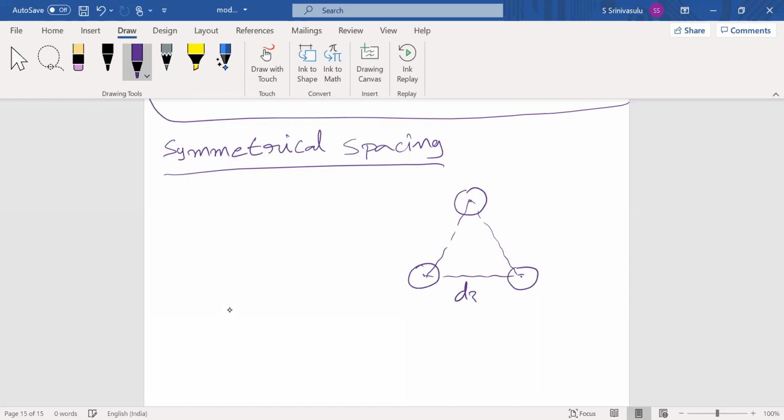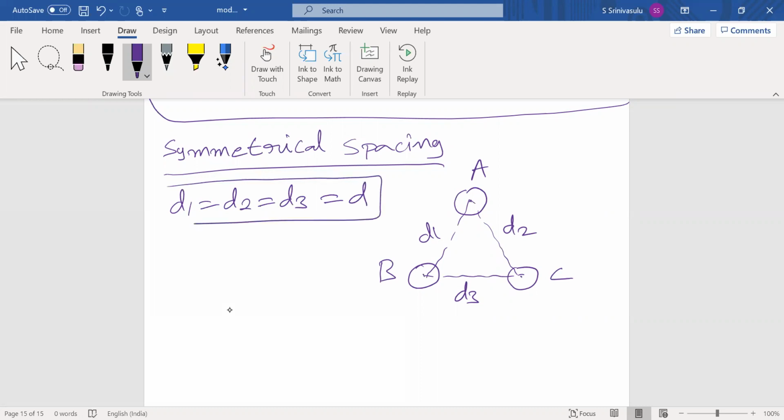Suppose this is D2, this is D1, this is the A conductor, C conductor, B conductor. In symmetrical spacing, D1 equals D2 equals D3 equals some D. This means the distance between any two phases is equal: A to B, B to C, and A to C are all at equal distance. That is called symmetrical spacing.